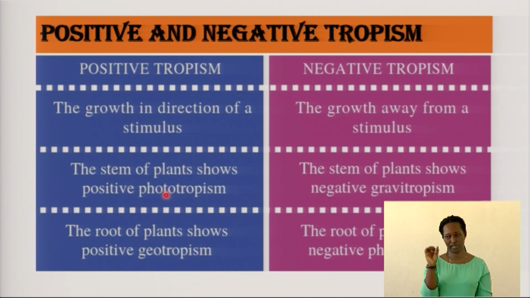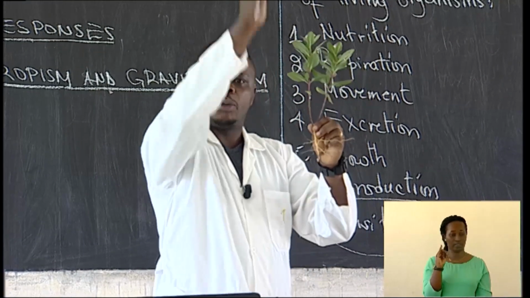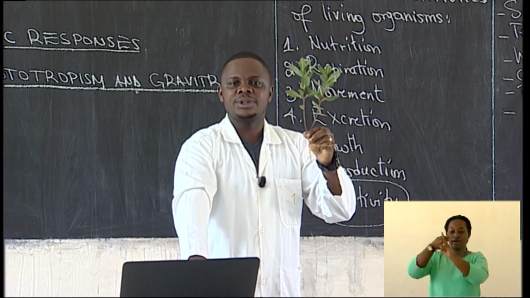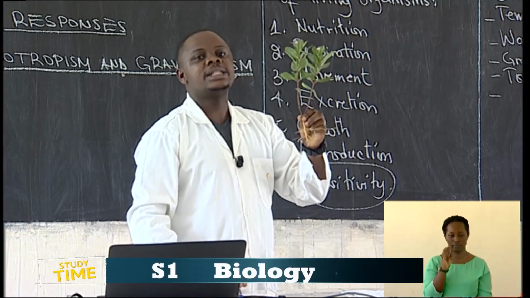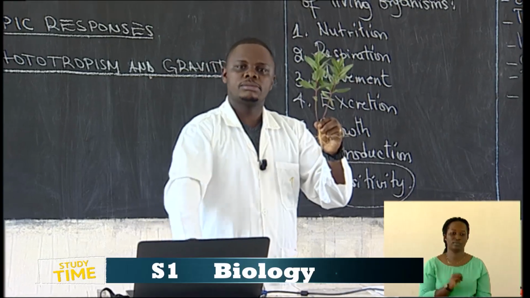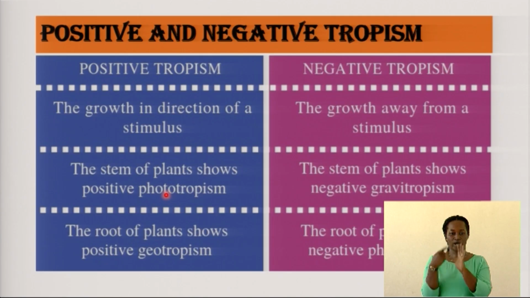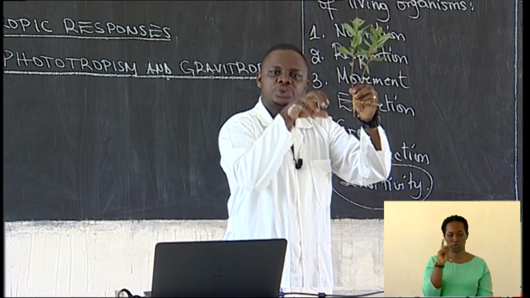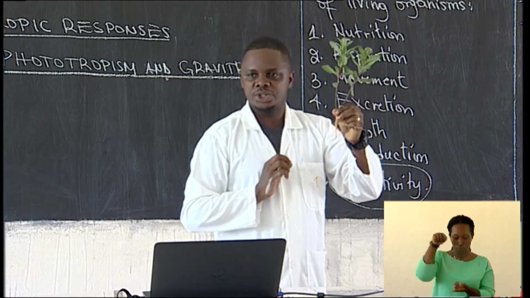And then the stem of plant shows negative gravitropism. What does it mean? This is the stem. It grows upwards, away from gravity. So that is negative gravitropism. As it grows towards sunlight, then it grows away from gravity. Roots of plants show positive geotropism. That means these roots of the plant, they grow towards gravity. So that's why we say positive geotropism.